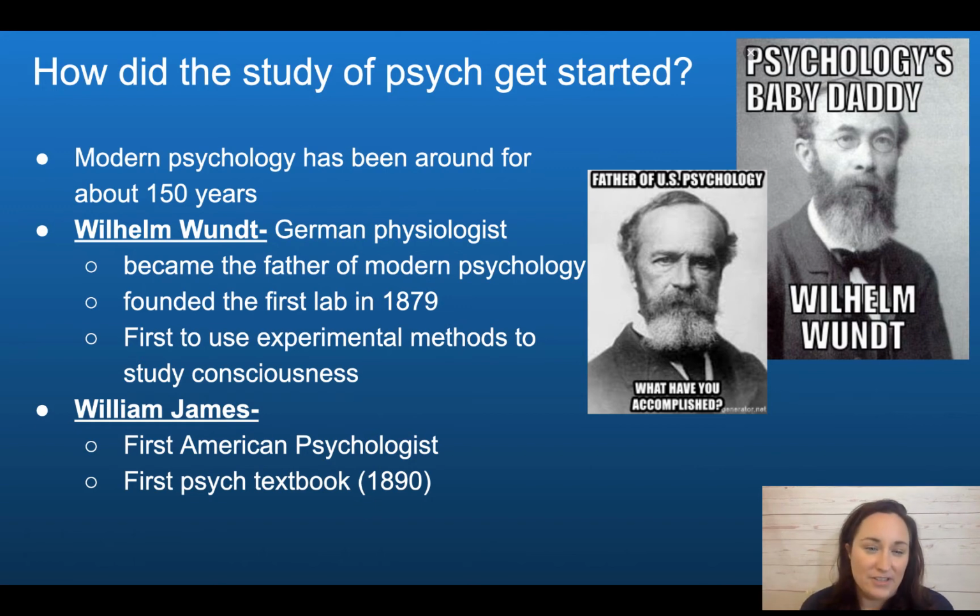So Wilhelm Wundt, who is a German physiologist, he is the father of this modern psychology. He founded the first psychology lab in 1879, and he used experiments to study human consciousness. So he is considered the father of psychology. Whenever there's a question about Wilhelm Wundt, it's generally, who is the father of modern day psychology? It's him, Wilhelm Wundt. So William James, he learned from Wilhelm Wundt, and he created the textbook for psychology.